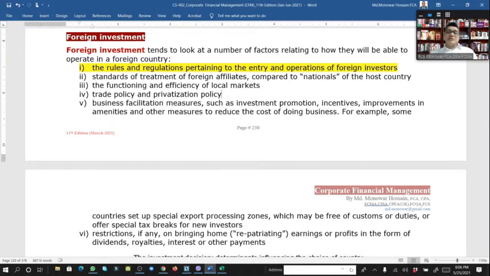For example, in the EPZ area, foreign companies must open their bank account in foreign currency and all transactions are in foreign currency. And within the EPZ, all products produced in the EPZ should be exported to another country. They cannot sell their product within the country. So that type of restriction, rules and regulations is here, and the standard of treatment of foreign affiliates compared to nationals of the host country. The fluctuation and efficiency of the local market, trade policy and privatization policy.